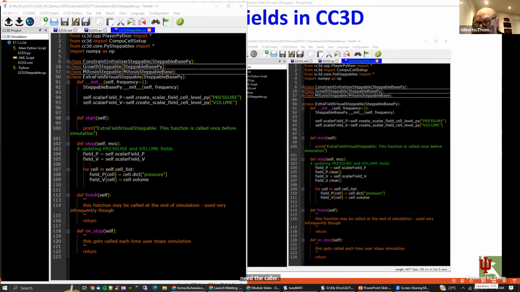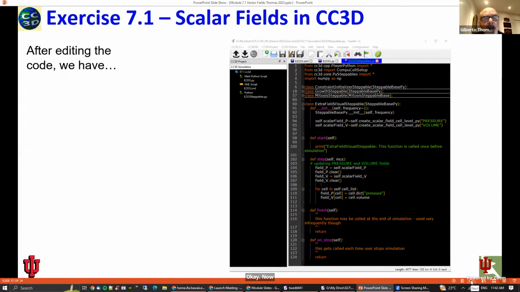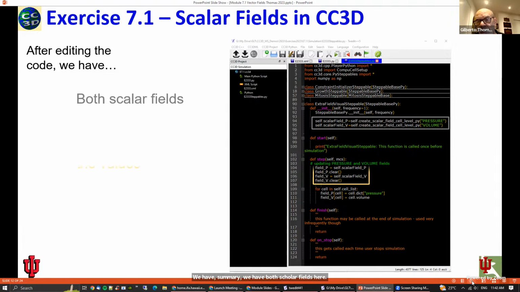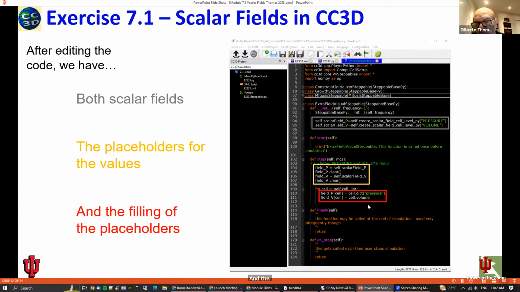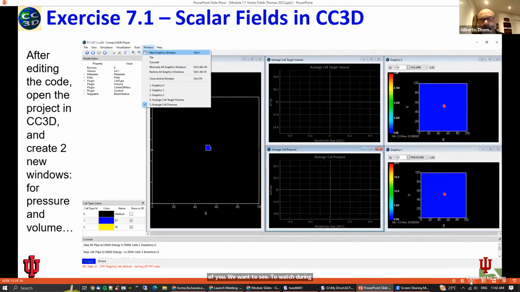Now, in summary, we have both scalar fields here. We have the placeholders for the values here, and the filling of the placeholders with the values we want to see, to watch during the simulation. So this is the simulation.